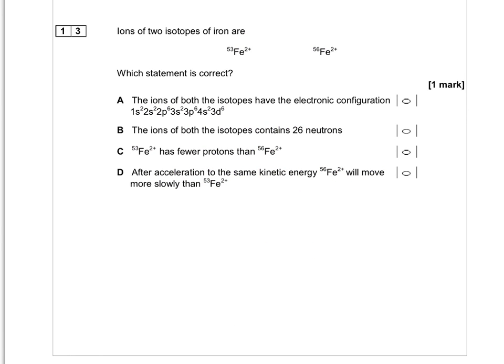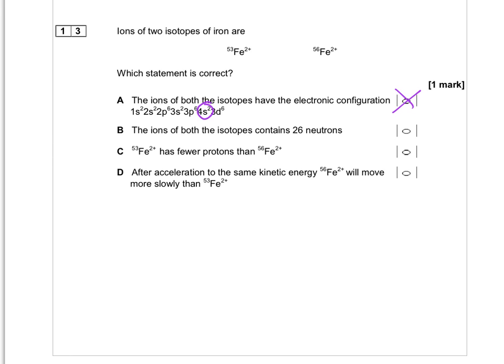Ions of 2 isotopes of iron are shown below. Which statement is correct? The first one: the ions of both of the isotopes have the electron configuration 1s2, 2s2, 2p6, 3s2, 3p6, 4s2, 3d6. Well, if they're transition metal ions, that means when the ion is formed, they lose the s electron first. So if there's s electrons in the electron configuration for the ion, that's not going to be correct, because the s will be lost first. So it's not that option.